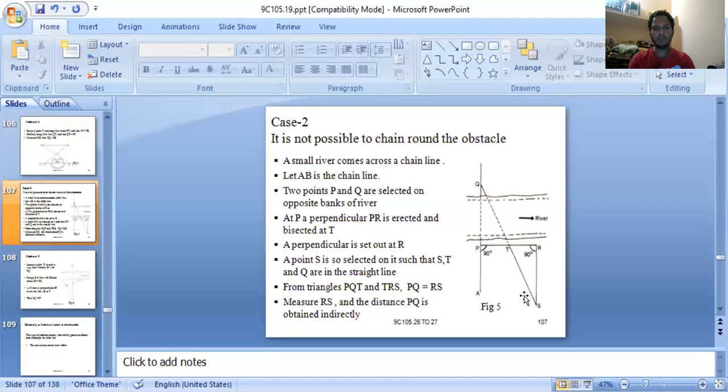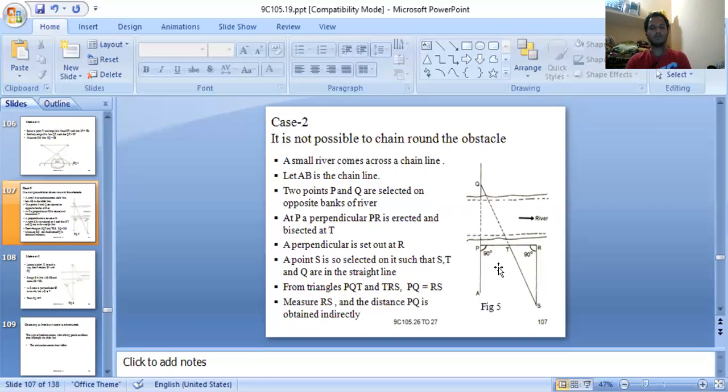From triangles PQT and TRS, these two are similar triangles having T as common apex. PQ is equal to RS. PQ is nothing but the obstructed length, which is therefore equal to RS. So measure RS, which is on one side of the river, which gives us the obstructed length PQ.